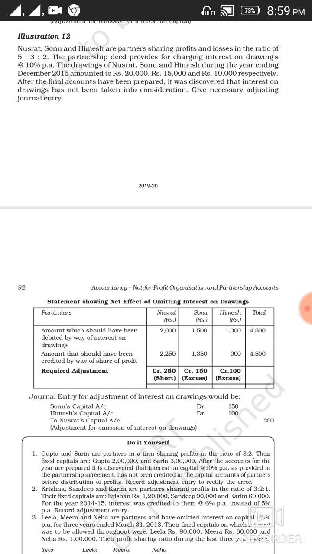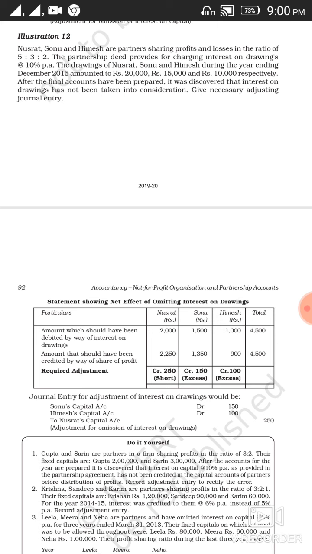So the divisible profit would have been decreased by 4,500, because as we know, this interest on drawings is written on the credit side of the profit and loss appropriation account. Had this been given, the divisible profit would have been increased by 4,500. In this case it has not been given, that's why the divisible profit has been reduced by 4,500.